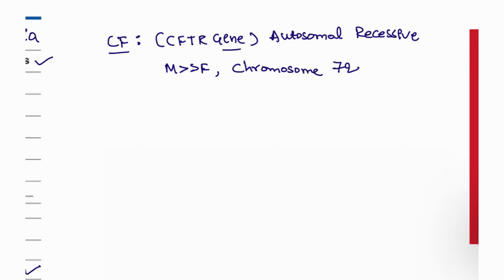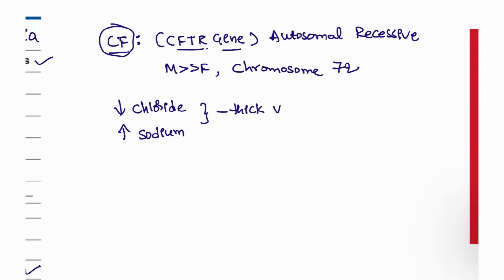What is cystic fibrosis mainly? When the patients are affected with the CFTR, the chloride channel transport will be damaged. What happens? The chloride will be decreased and sodium will be increased. So this will cause thick, viscous mucus production. Very, very thick mucus, which eventually leads to obstruction and infections.